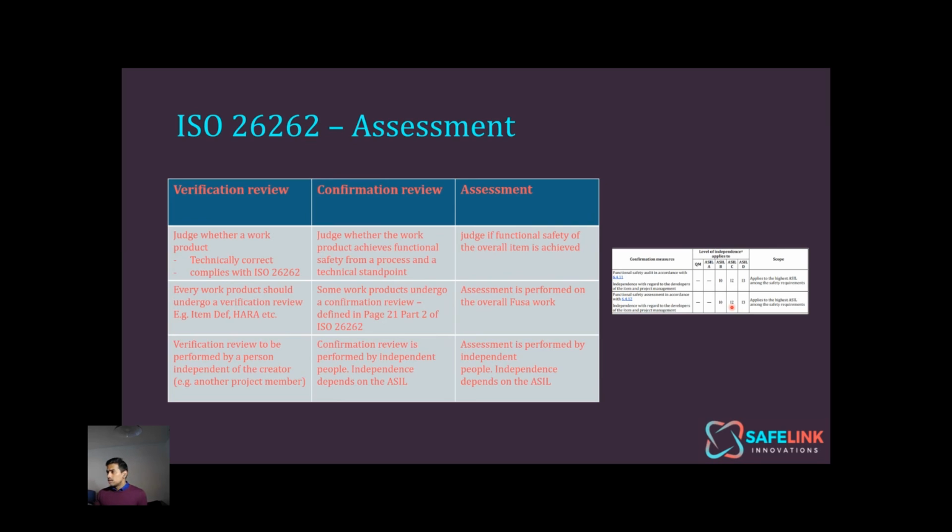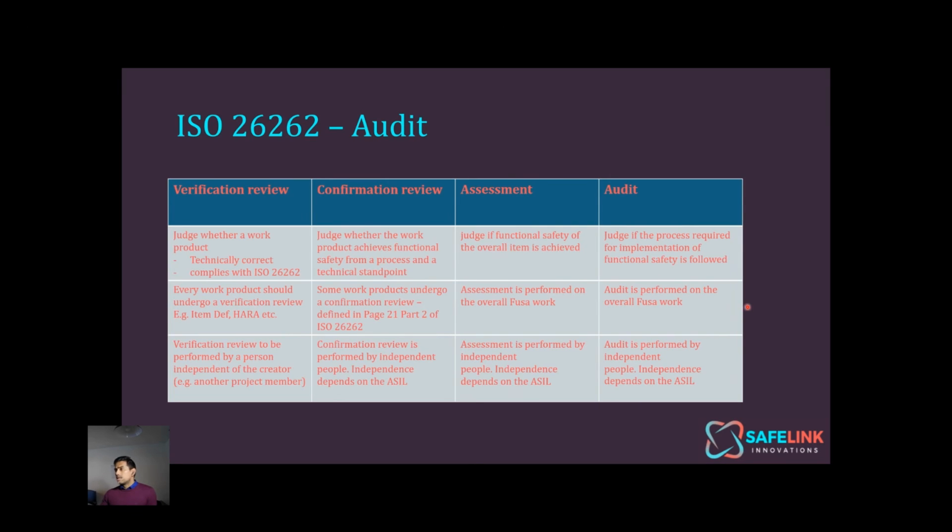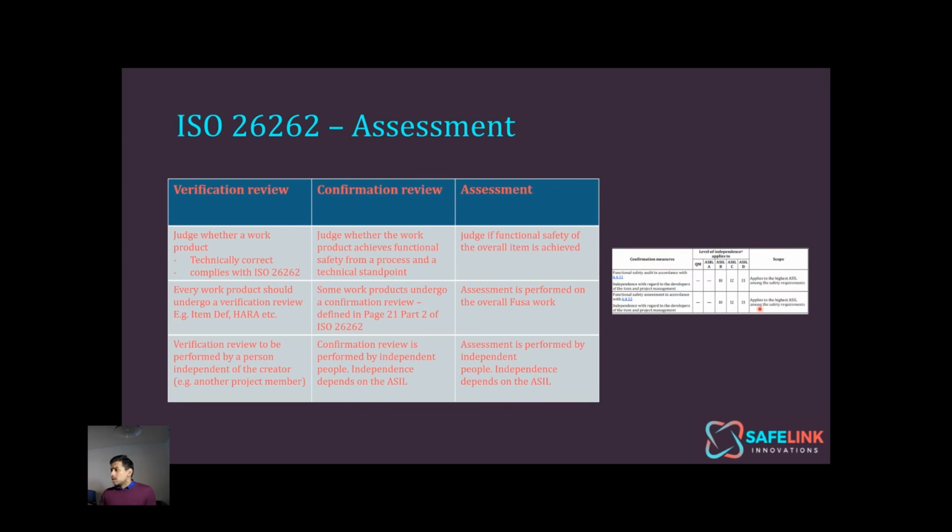Then we have an audit. An audit is something that is performed to ensure that the process of functional safety is followed. Prior to even development of the project, we develop a process for functional safety, what is going to be done. An audit is performed at the end of the project, and it can be performed a couple of times in between the project, to see if the process that was defined is followed. So this is not so much a technical audit, this is more of a process audit. And again, the person who's auditing should have this level of independence.